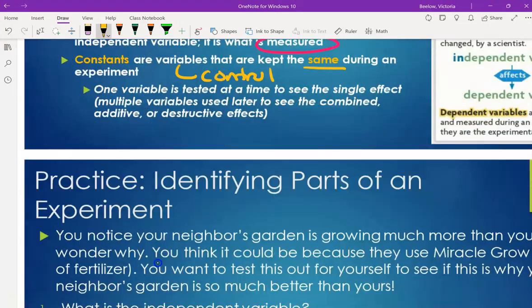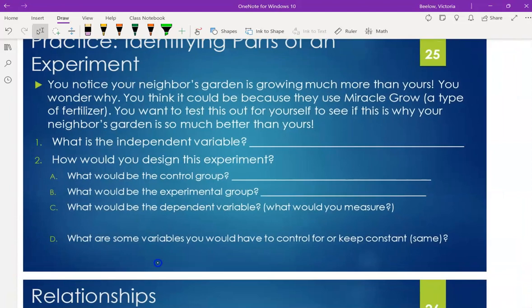And then here's some examples here. So let's say you have a neighbor who you notice their garden is way better than yours, and you wonder why. So that's your observation and your question. So then your hypothesis is, if I use Miracle-Gro fertilizer, which is what your neighbor is using, then my garden will grow more. Or not grow more, that's too subjective. Your garden will grow, depending on what you're measuring, the plants will grow taller, you'll get more produce, etc.